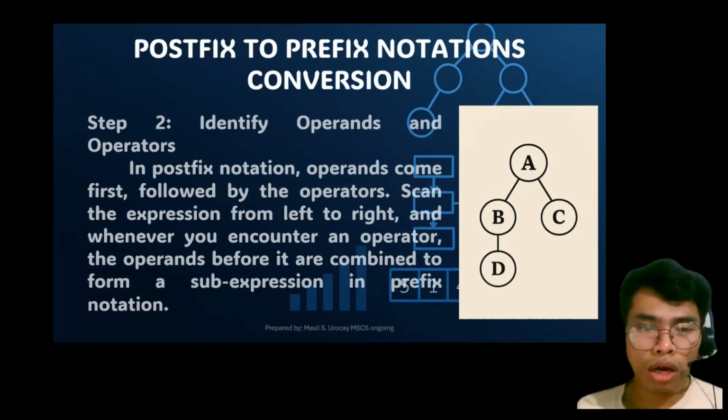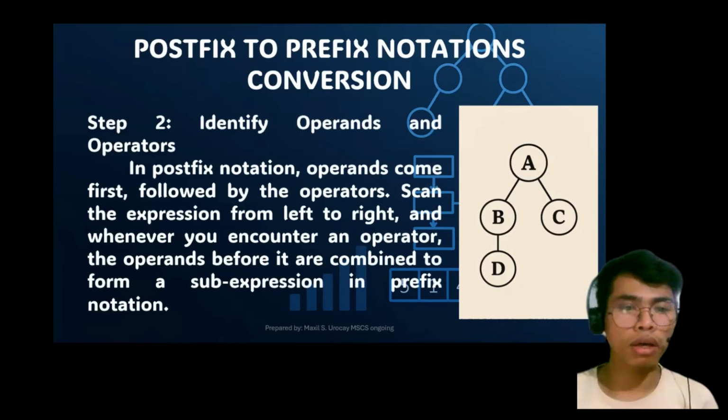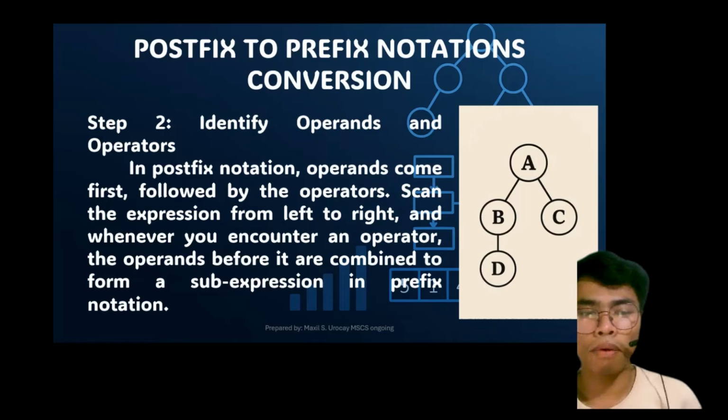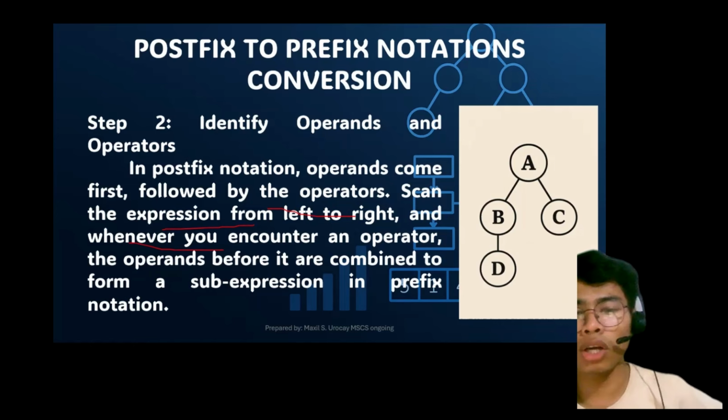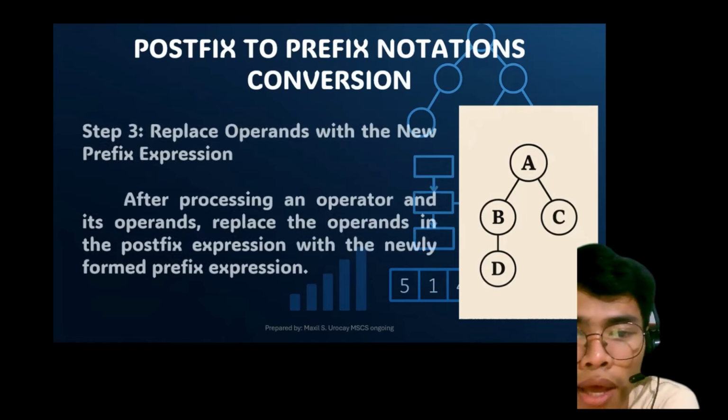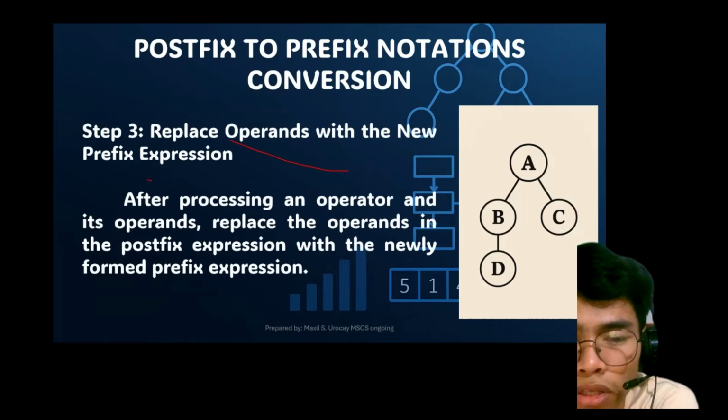Now, in postfix notation, identify operands and operators. In postfix notation, operands come first, followed by the operators. Scan the expression from left to right, and whenever you encounter an operator, the operands before it are combined to form a sub-expression in prefix notation. So that is really simple. And replace operands with the new prefix expression.